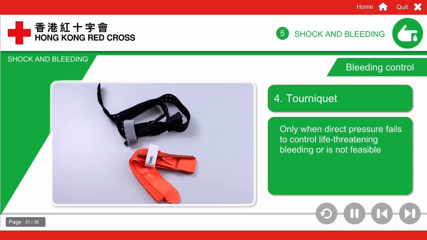Apart from the above three ways to control bleeding, there's a tool that can help control bleeding, which is tourniquet. Tourniquet is only used when the above three ways aren't applicable or when direct pressure isn't effective in controlling life-threatening bleeding. Tourniquet should be used with caution, and the starting time of its application should be recorded accurately. This method should only be applied by professional healthcare providers.